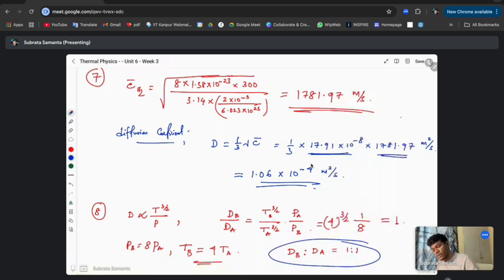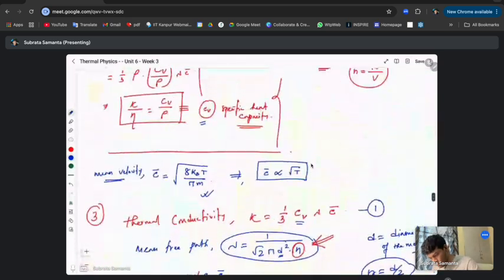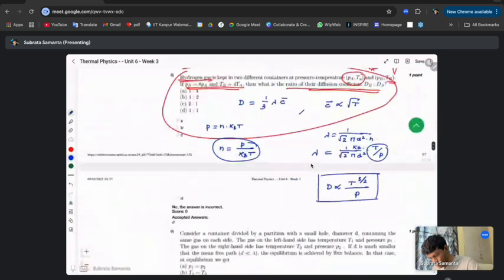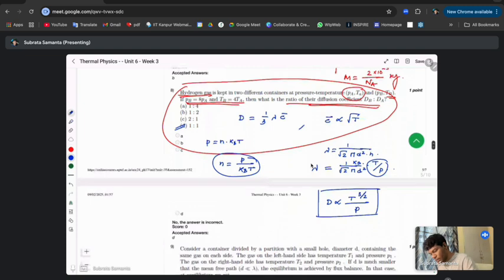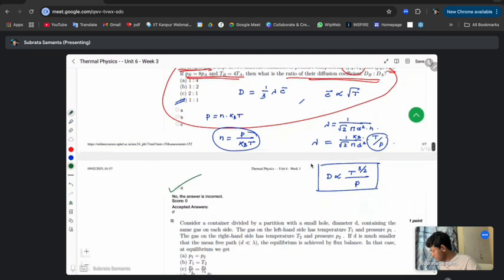Okay, let's see if this is in the options or not. Yes, so option D, 1 is to 1. Okay, so option D is correct. So far, any questions?